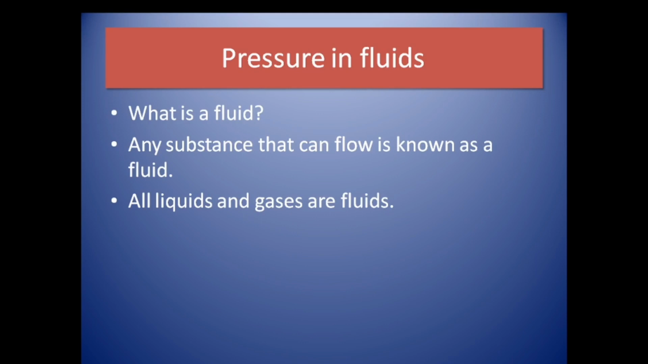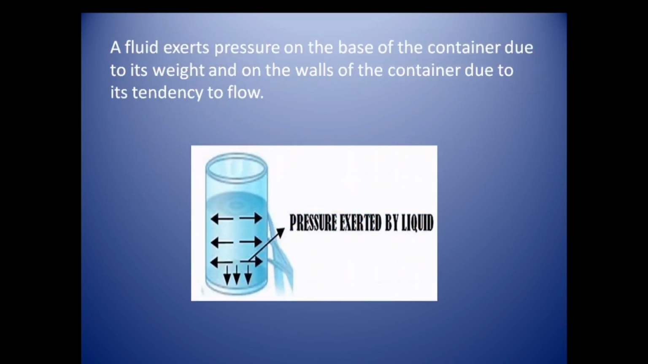Same way, liquids and gases also exert pressure on the surface of an object or a container due to their weight. At the same time, they exert pressure on the walls of the container due to their tendency to flow. You can see from the figure, the arrows are pointing downward, which means liquid exerts pressure at the base of the container due to its weight and at the walls of the container due to its tendency to flow.